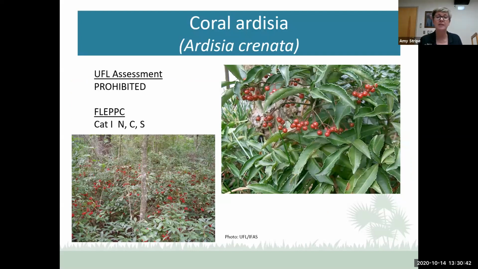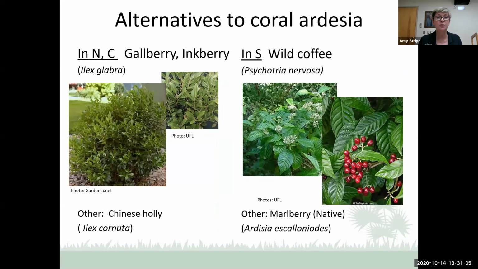So this is coral ardisia, Ardisia crenata, a prohibited species. And again, FLEPPC does put it in Cat 1 throughout the state. It was introduced. It is now found in hammocks, grazing lands, wooded areas, gets up to 6 feet tall throughout the state. It's really hard to control this particular one. So some alternatives to it.